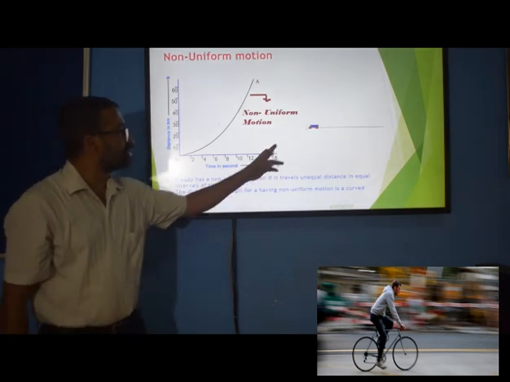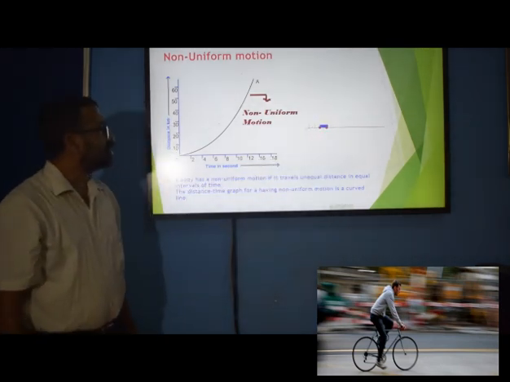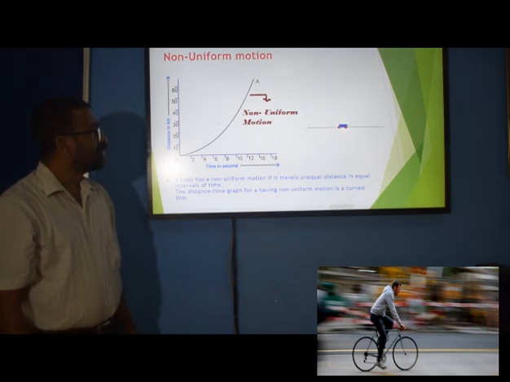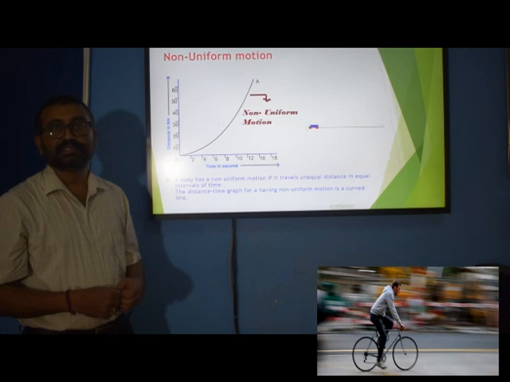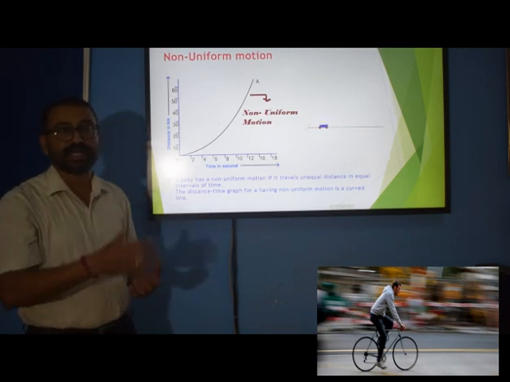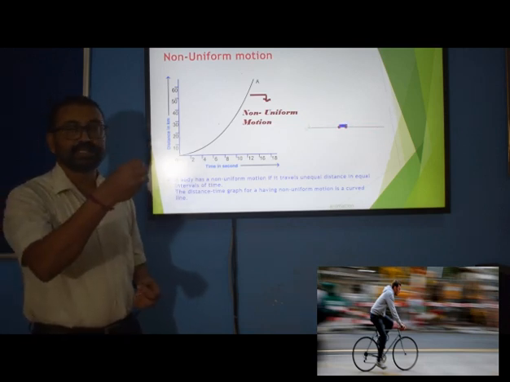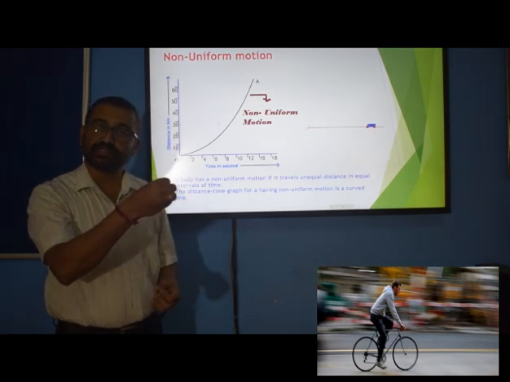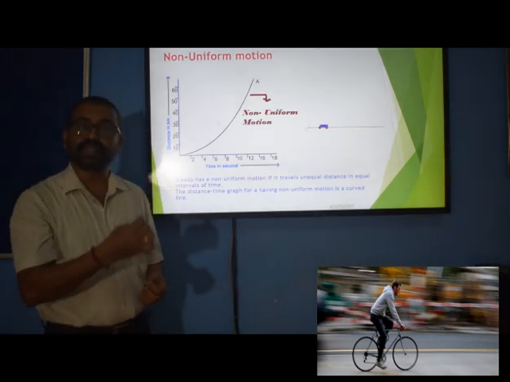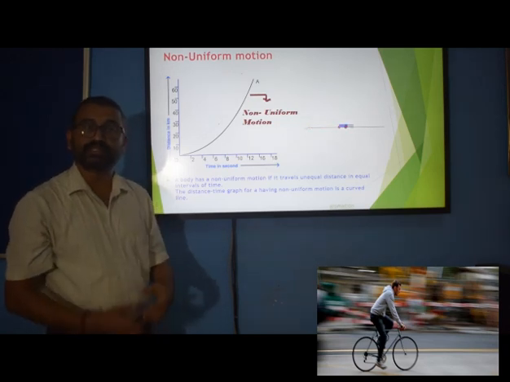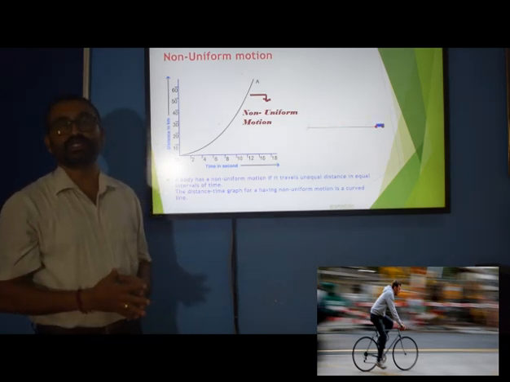See here in this case, this object is starting slowly, but it is speeding up. That means its velocity increases. Just like if a ball is dropped from a certain height. Initially it will be at zero velocity, but it will increase velocity. When it is falling down, its velocity will be increased at a constant rate.